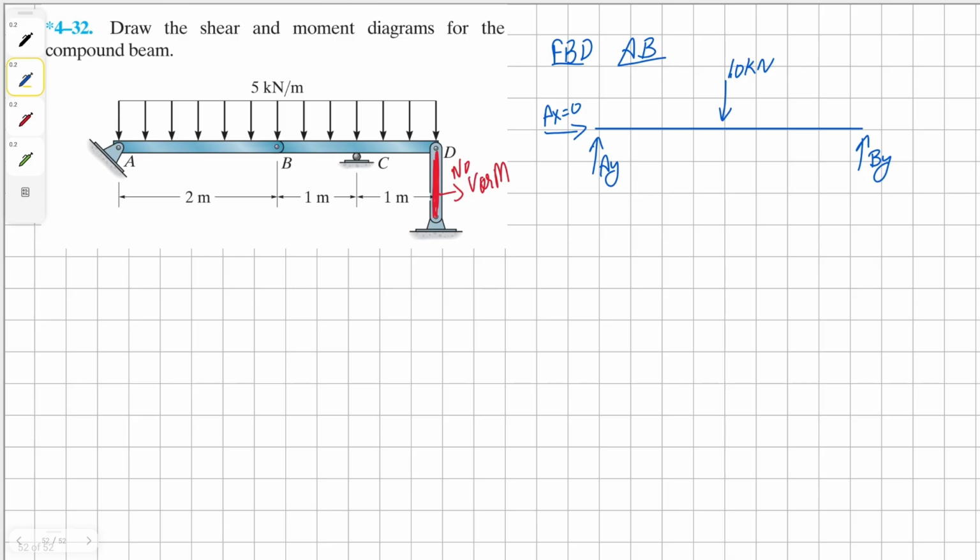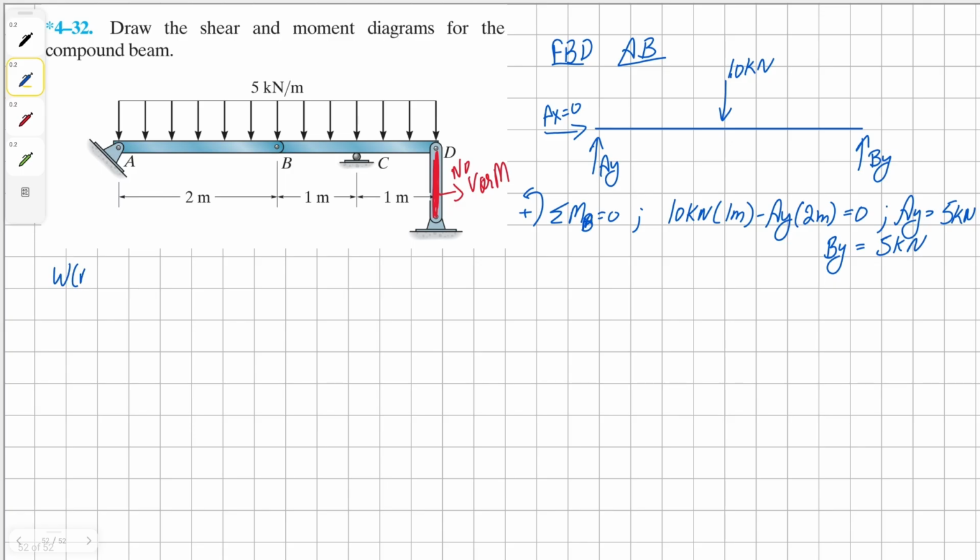And now to find the value of AY, we just have to take the moment about the point B. So we're going to have counterclockwise 10 kilonewton times 1 meter, and then clockwise AY 2 meters away, all equals to 0. Solving for AY, we have our solution as 5 kilonewton. And for BY, we just have to sum the forces in y direction, and we're going to have a solution as 5 kilonewton as well. Alright, now that we have all the reaction forces, we can look for the equations.